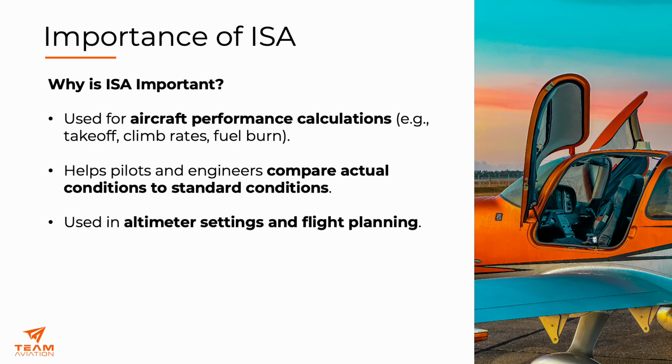Altimeter settings and flight planning. ISA is also essential for setting altimeters correctly. Since pressure changes with altitude, aircraft use the standard sea level pressure of 1,013.25 hectopascals when flying at high altitudes. This ensures that all aircraft are using a common reference, improving airspace safety.